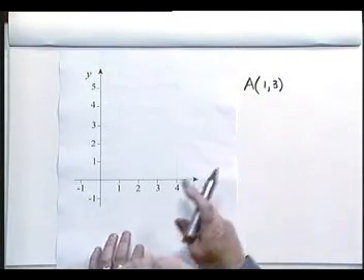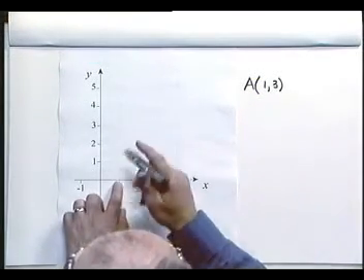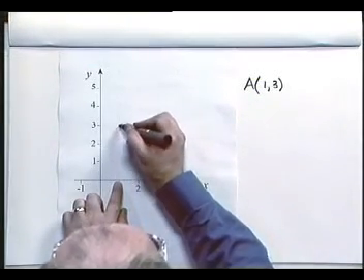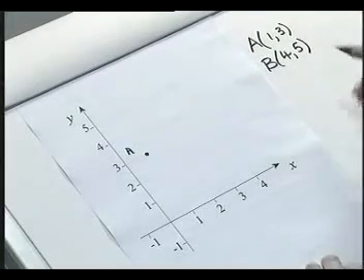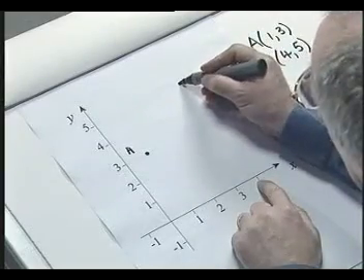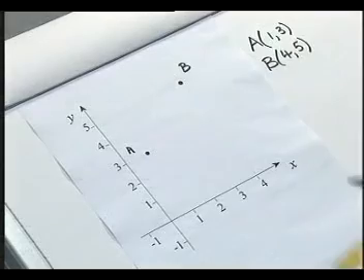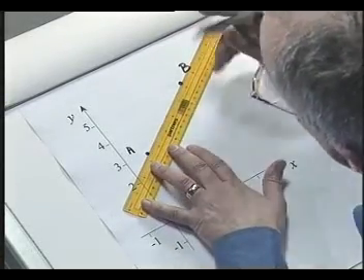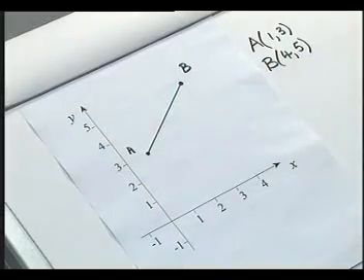Let's put that on the graph. X-coordinate of 1, y-coordinate of 3 means we are 1 across and 3 up, so we're at that point there, that's A. And let's choose my second point to be 4, 5. X-coordinate of 4, y-coordinate of 5 puts me there. So 2 points. Let's join them. And that gives me my straight line segment.